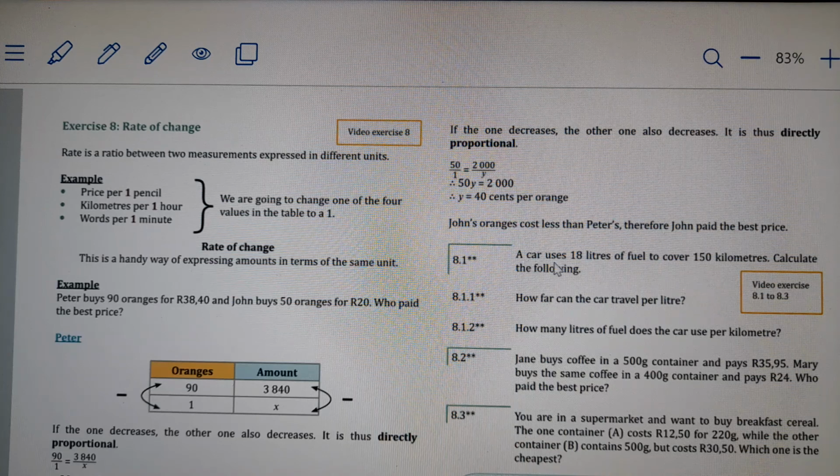8.1, they say a car uses 18 liters of fuel to cover 150 kilometers. This is my statement. So in my statement, I have liters and I have kilometers. You see that? Now they say calculate the following. Number one, how far can the car travel per liter?